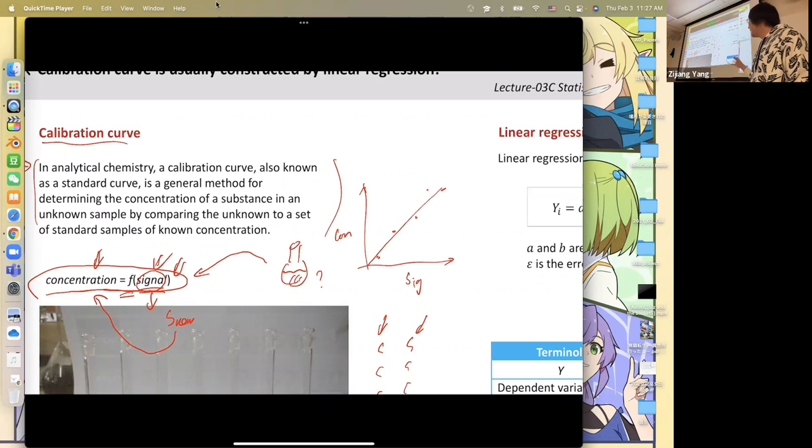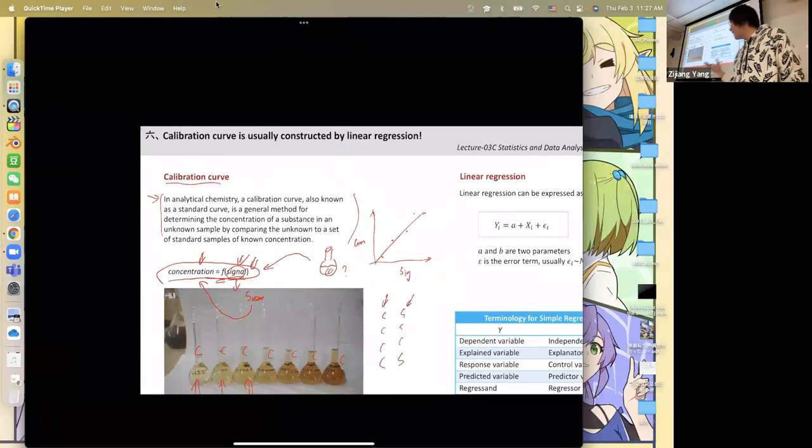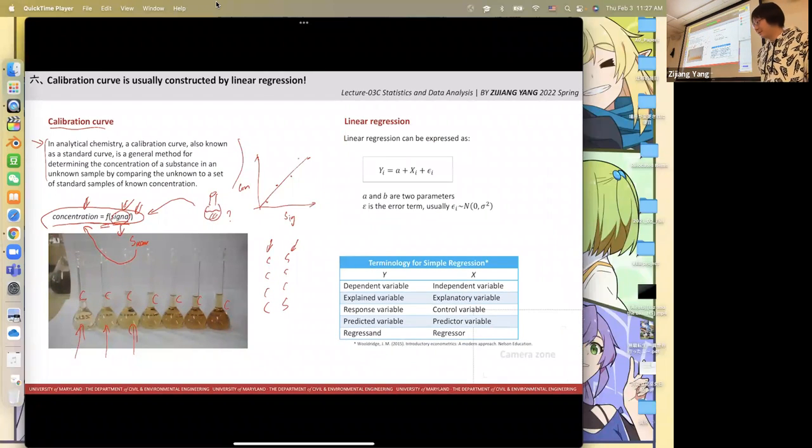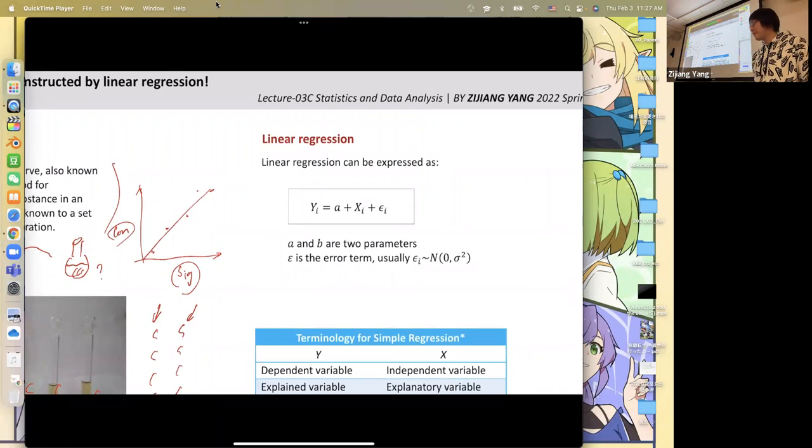And I think in the lab, you will get more exposure to the calibration curve in future. So you may have more understanding of this at the end of this class. When we are constructing the relation between signal and concentration, as I mentioned, they are usually linear. So basically, we can use linear regression to construct this relation.